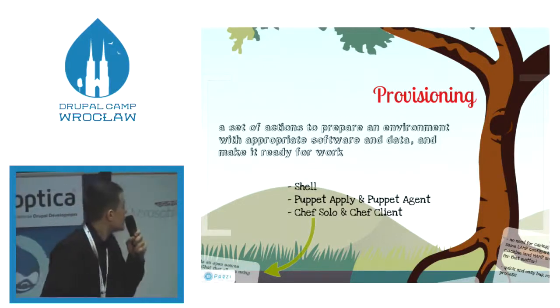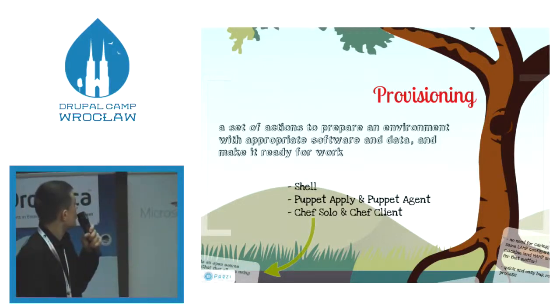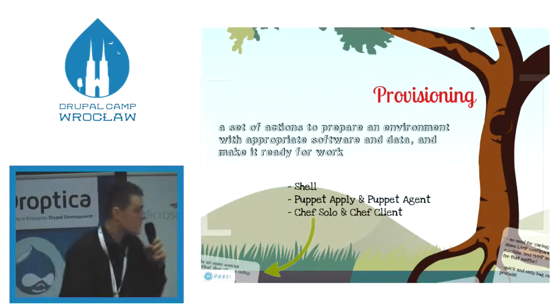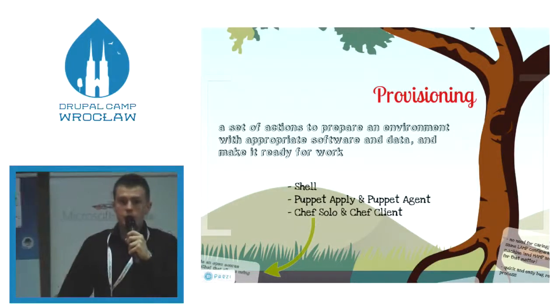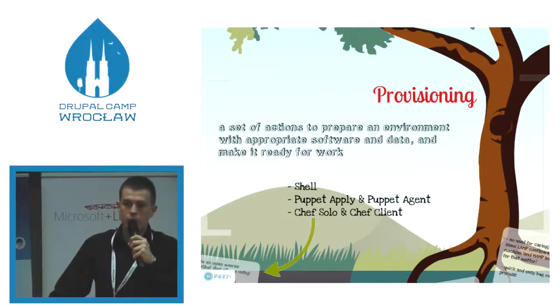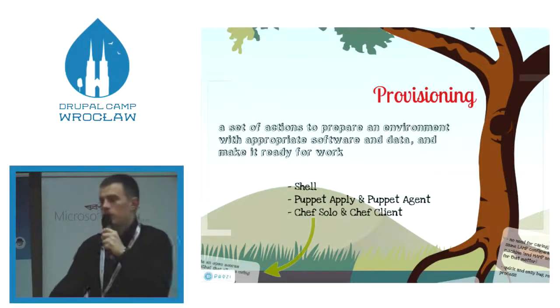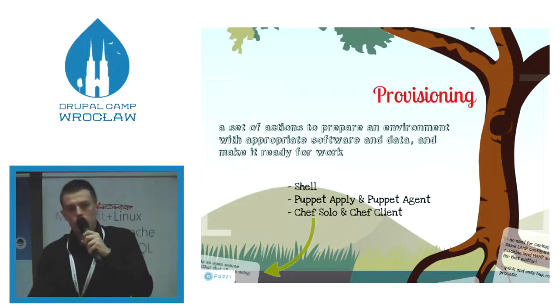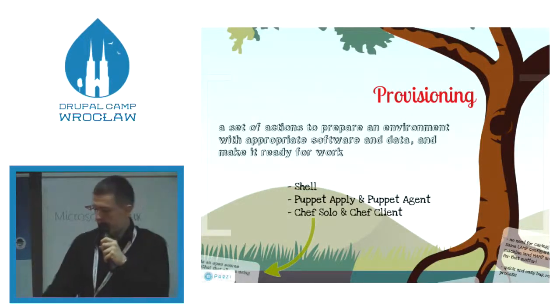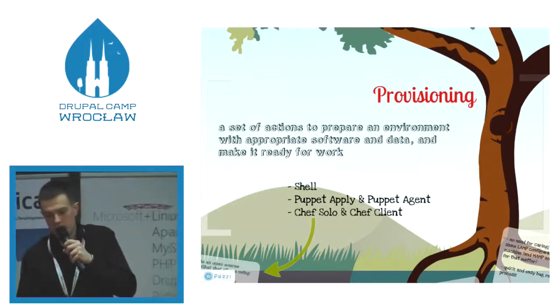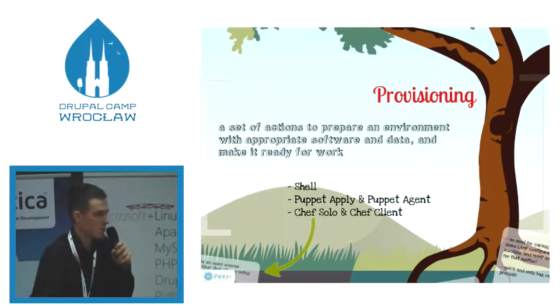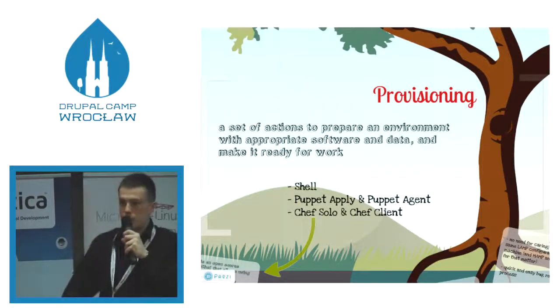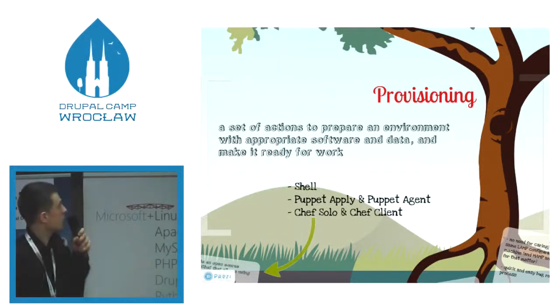It is a set of actions to prepare an environment with appropriate software and data and make it ready for work. So basically it means that when you have your virtual machine configured, then running, you need to do some extra work to have the proper environment. For example, download and configure some libraries, set up database, set up proper version of scripts, permissions, etc., or maybe even users.